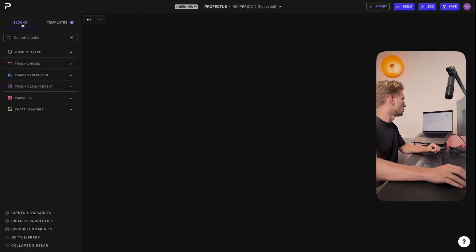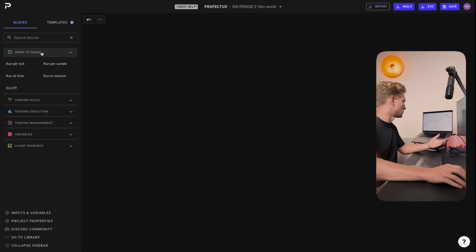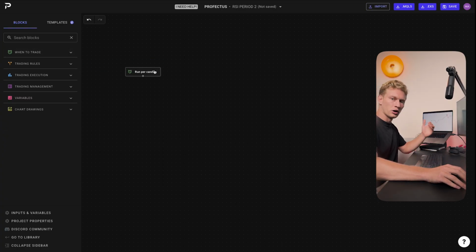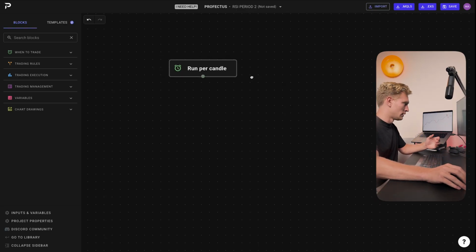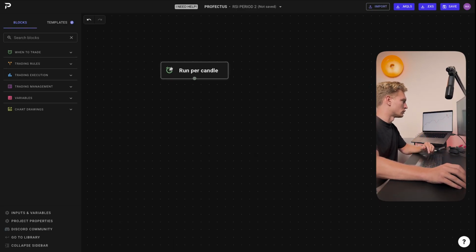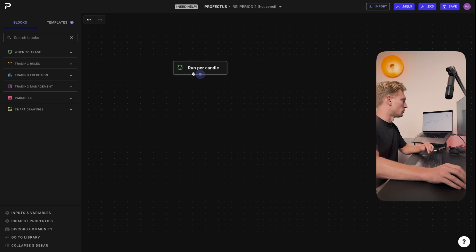How do you do that? You go to blocks, when to trade? Well, once per candle, right? That was what we were doing. So run per candle. Every candlestick close, the algorithm needs to run, and then it's done again. That's just like a manual trader. You just wait for the daily close, you check the RSI and you check whether the close was above that moving average. That's all we want to do. So that's the when to trade. Super easy, run per candle.